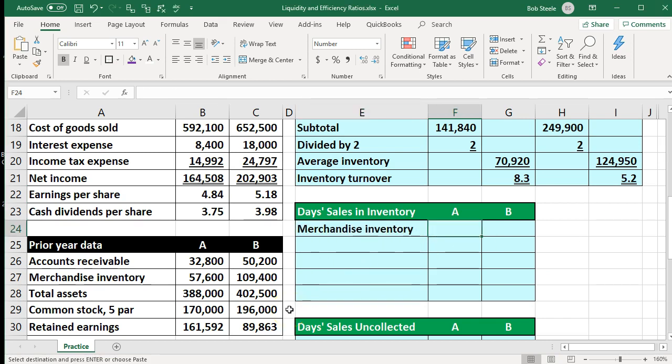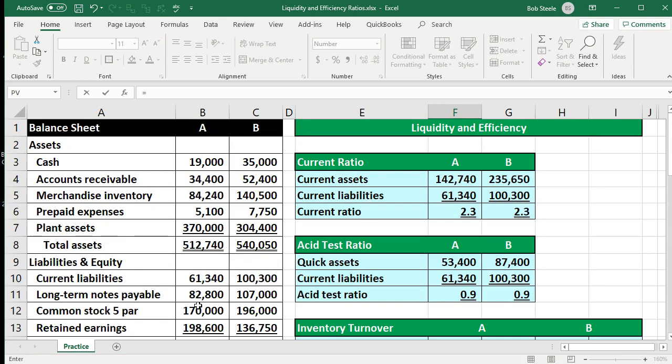We're going to pick up the ending balance this time rather than the average as we saw last time. That's going to be on the balance sheet. This is as of the end of the time period, 84,240.